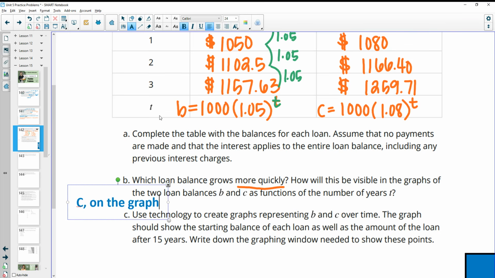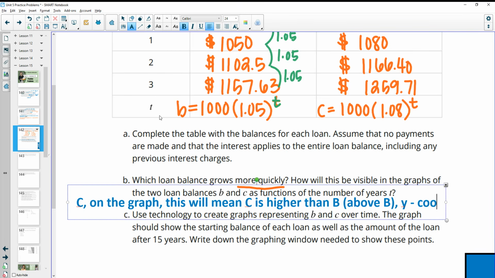And on the graph, this will mean C is higher than B, or above B, which is another way to say that the y coordinate is higher. So at the same spot, the y coordinate of C is going to be above the y coordinate of B.